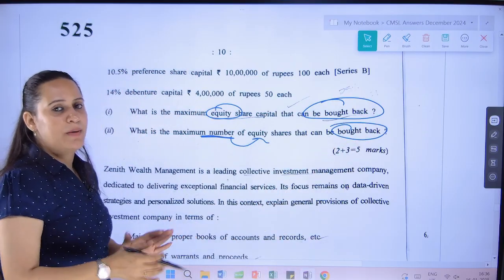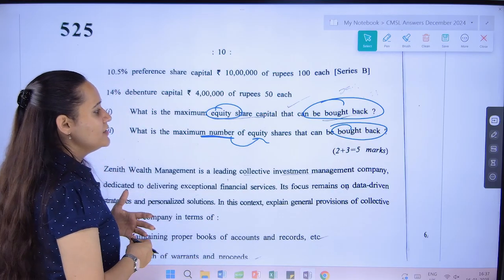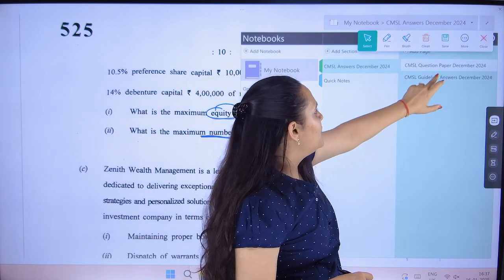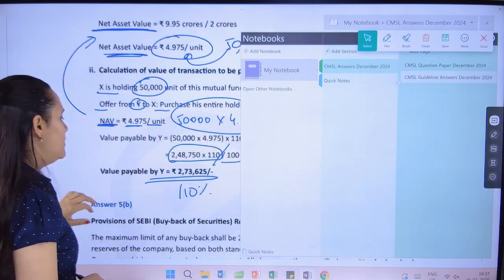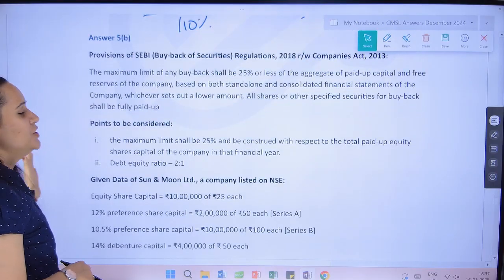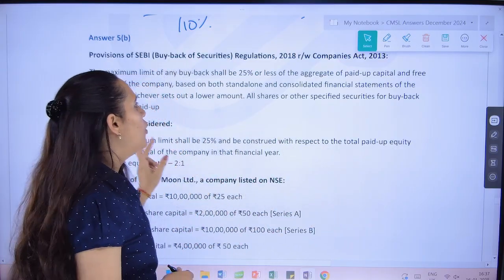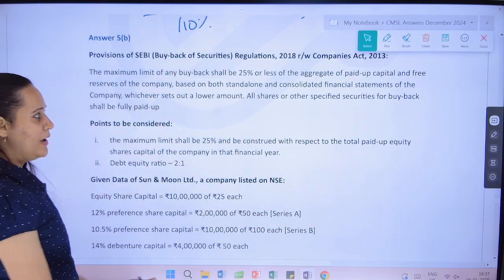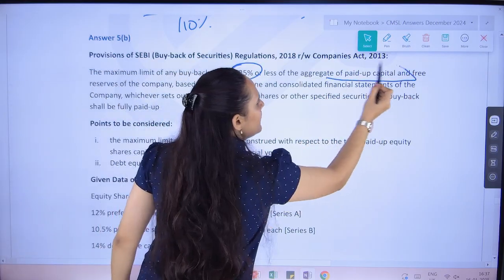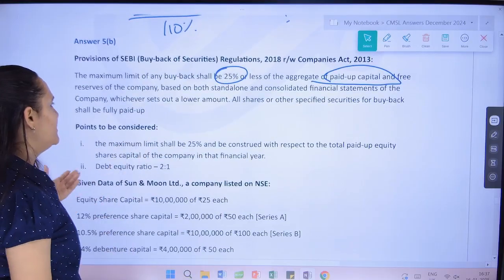So it is from the SEBI buyback regulations. They want you to calculate on the basis of the given data. So we know the maximum quantum that can be bought back is 25% in one given year. Okay. So mention the provisions under SEBI buyback regulations read with the Companies Act of 2013. The maximum limit of buyback, like I told you, is 25% or less of, very important, aggregate paid up capital plus free reserves of the company based on the financial statements.